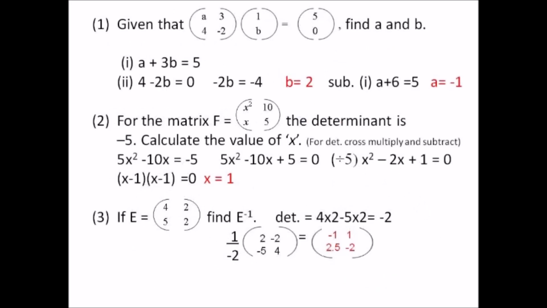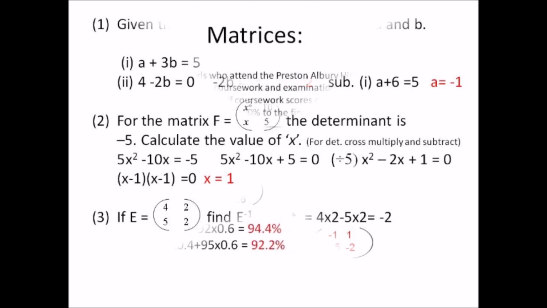Okay, the matrices. The first one, the answer was B is 2 and A is negative 1. Once you work it, number 2, X is 1, when you dealt with the determinant being negative 5. For number 3, when you finally work the inverse, you get negative 1, 1, 2.5, negative 2. And I gave you the formula for number 3, the inverse of a matrix. They would give you the formula.